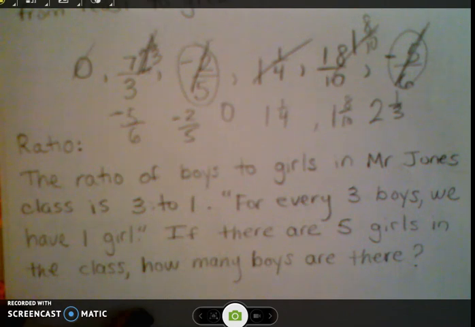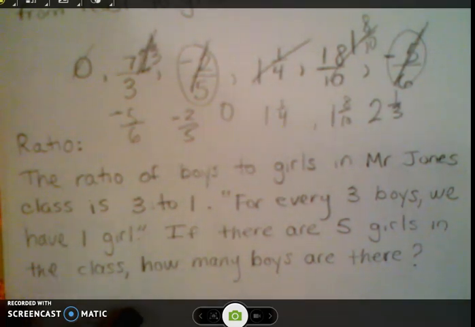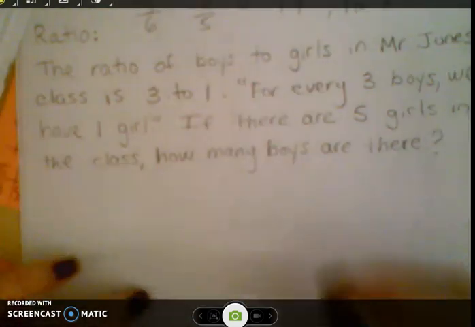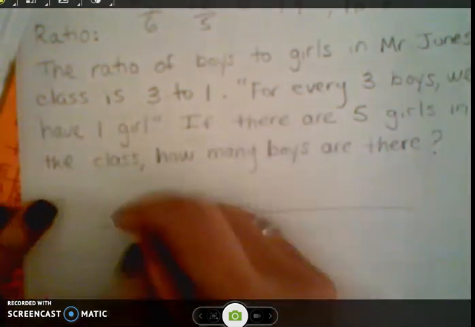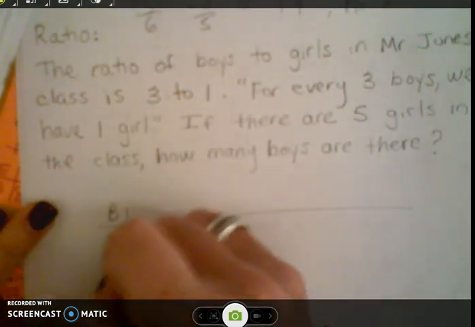Using ratio: the ratio of boys to girls in Mr. Jones' class is 3 to 1. For every 3 boys, we have 1 girl. If there are 5 girls in the class, how many boys are there? So using that ratio thinking, I'm going to show you how to solve this 2 different ways. I'm going to use a ratio table for both boys and girls.